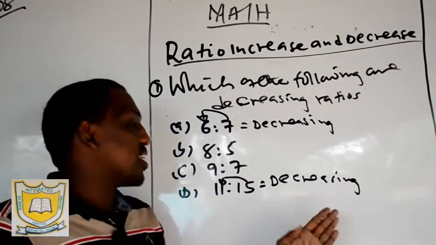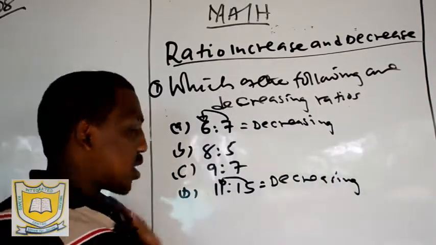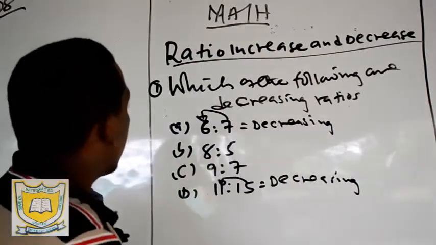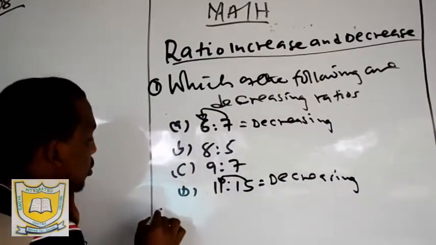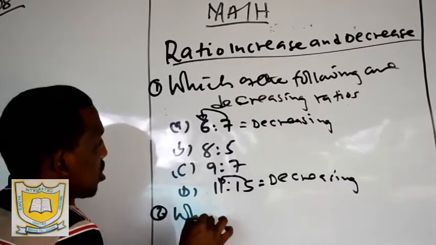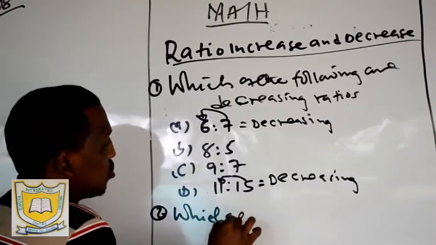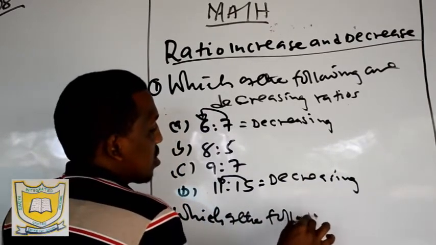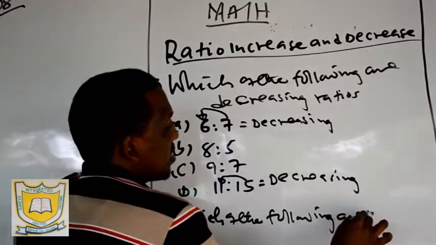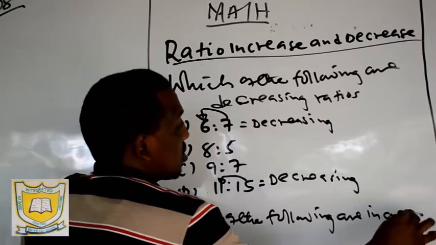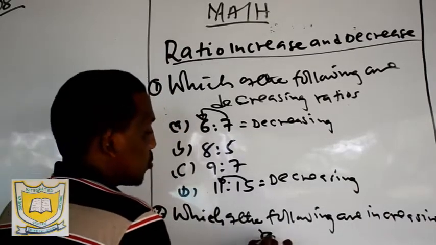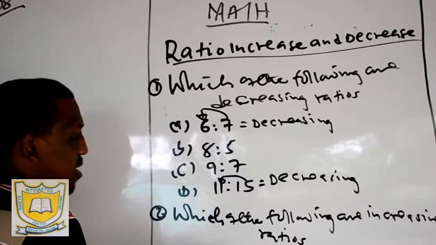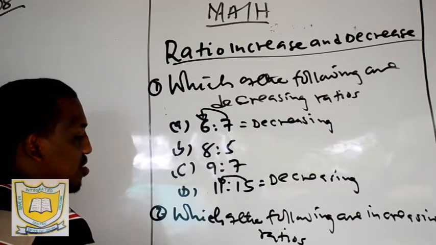So when you are told decreasing ratio, you read it from this side to the other side. That's how we find a decreasing ratio. Which ones are increasing ratios? Which of the following are increasing ratios? A, you are told 8 to 5.